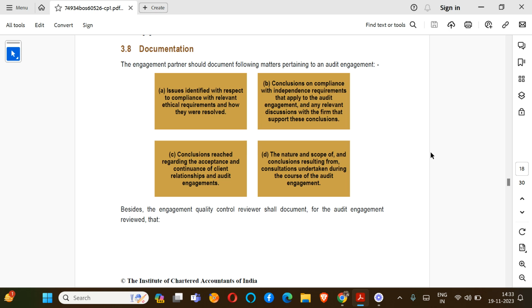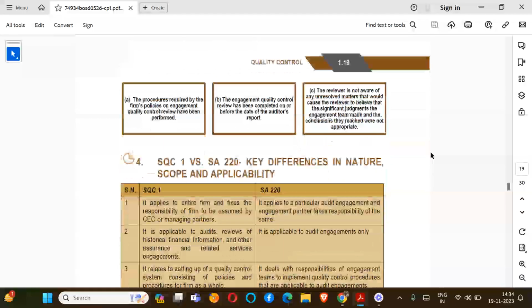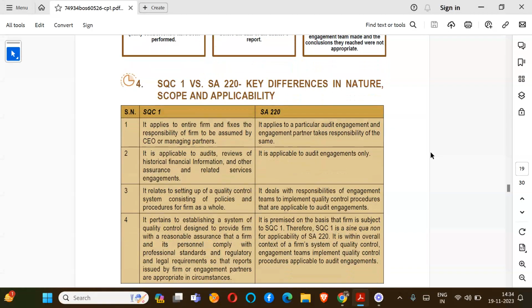You have to document what all the issues identified with respect to the compliance of ethical requirements and how they were solved. Then the conclusions on compliance with the independence requirements that apply to the audit engagement. Then the conclusions reached regarding the acceptance and continuance of client relationship and audit engagements. Then the nature and scope of and conclusions resulting from consultations undertaken during the course of audit engagements. All of that you need to document.